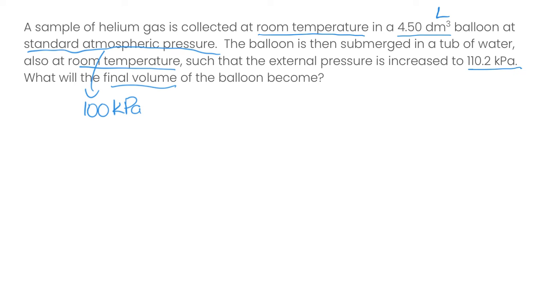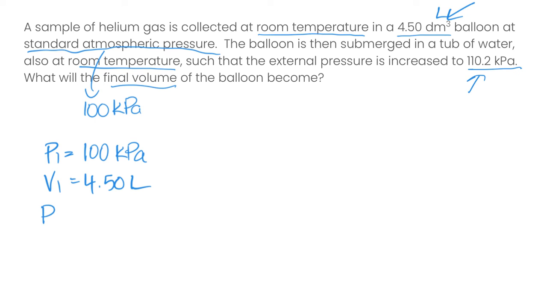So let's begin by listing out what we know. Well, we know our initial pressure is at standard atmospheric pressure, so that's 100 kPa. We know that our initial volume here is 4.50 decimeters cubed, or I'm just going to put it in liters. We also know that our final pressure, or P2, is 110.2 kPa, and we're trying to find our final volume.